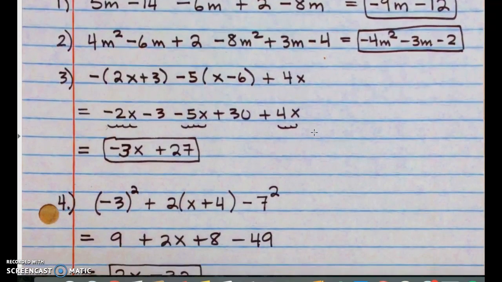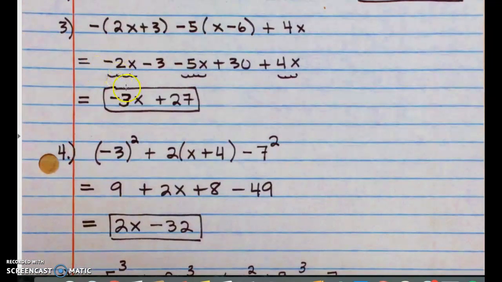In example 3, we've got this negative 1 out in front, and we're going to distribute that to each of these. So it has to change the sign on both of them. The negative 5 is being distributed to each of them. So negative 5 times negative 6 is where we're getting this positive 30. Take a look at negative 2x minus 5x plus 4x combines to get negative 3x. And then negative 3 plus 30 is plus 27. So we're combining like terms on those.